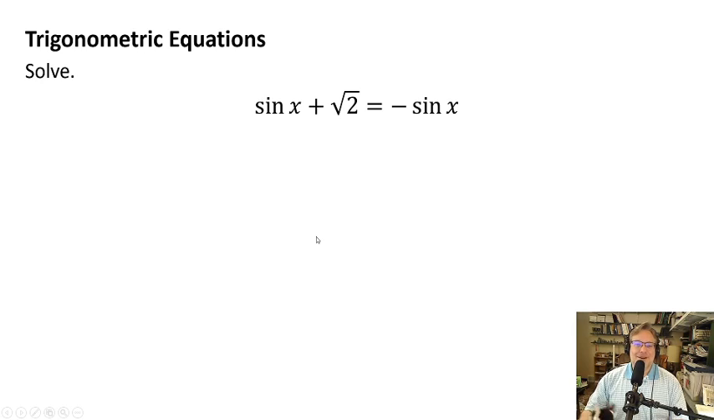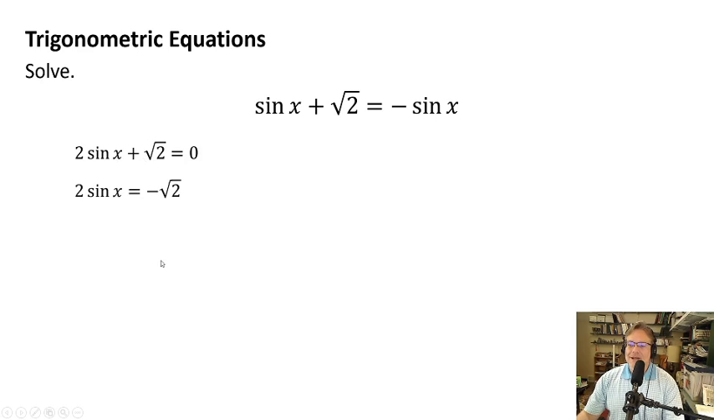So let's start by solving our first trigonometric equation here. Sine x plus the square root of 2 is equal to negative sine of x. So here, the process I'm going to do is to get all the sines on the same side. So now we have 2 sine of x plus the square root of 2 is equal to 0. And now I'm going to see about getting this radical on the other side. 2 sine of x is equal to the negative square root of 2. And now I want to get sine completely by itself by dividing both sides by 2. And so now I have sine of x is equal to negative radical 2 over 2.